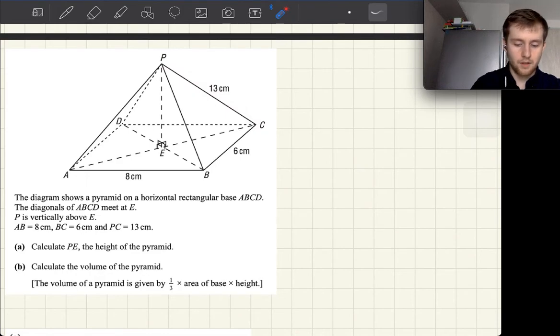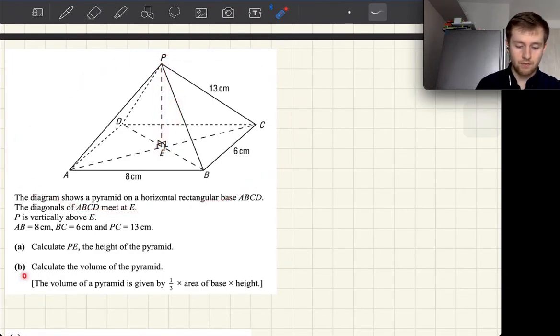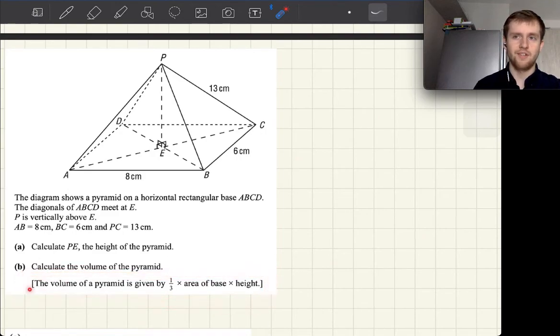First of all, we have to find PE. That's the height of this pyramid. You have to find it, and then we have to find the volume of this pyramid. And notice that we are already given the formula here. So as I've told you, in most cases you will be given these formulas for volumes.